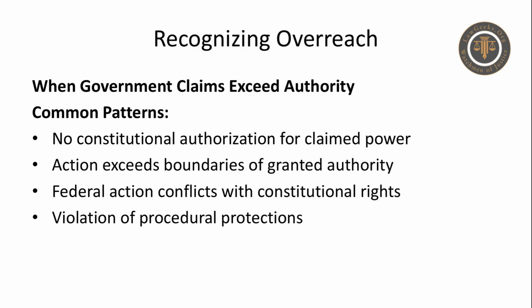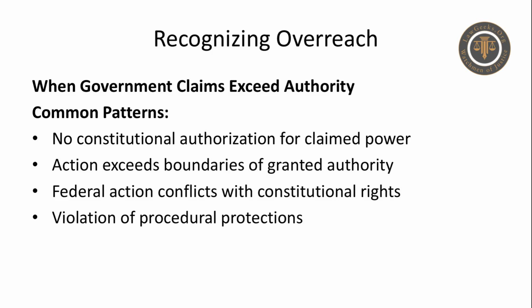Let me give you specific patterns to watch for. These are common ways that government authority claims exceed constitutional boundaries. First, watch for claims of federal power where no constitutional authorization exists. If the federal government is doing something and you can't find any constitutional provision authorizing it, that's a red flag. Second, watch for actions that exceed the boundaries of granted authority. Remember, having some authority doesn't mean having unlimited authority in that area.